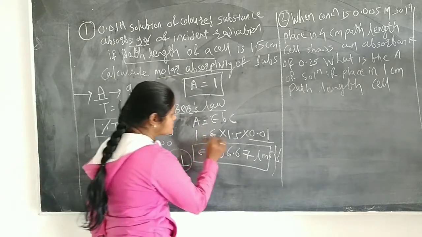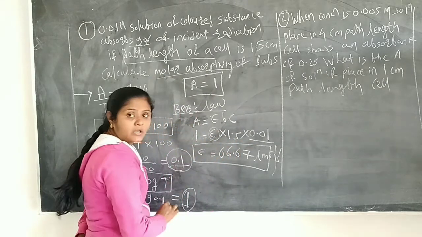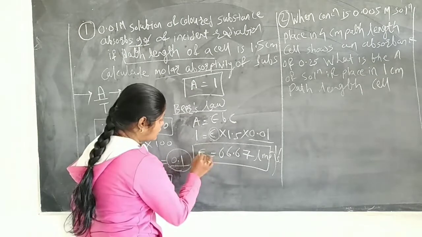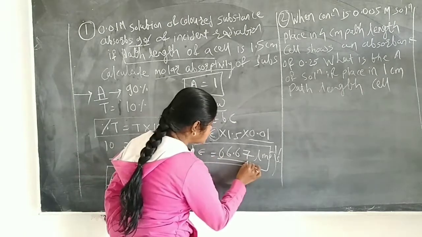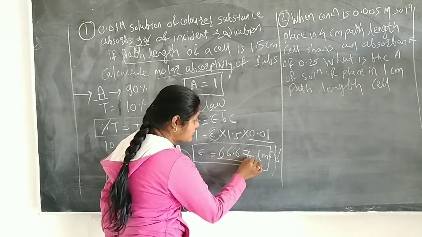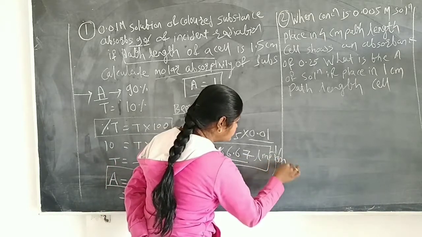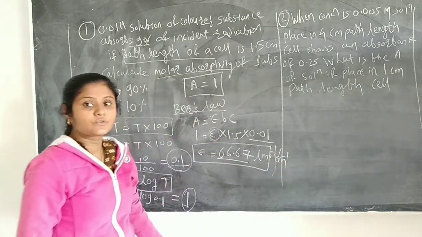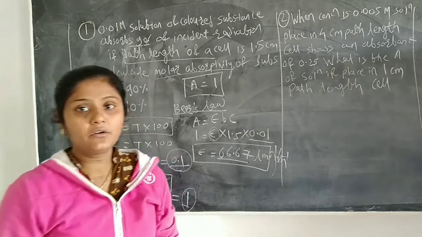After calculating this, we get the molar absorptivity. The molar absorptivity of the substance is 66.67 liter per mole per centimeter. So student, this is all about problem number 1.